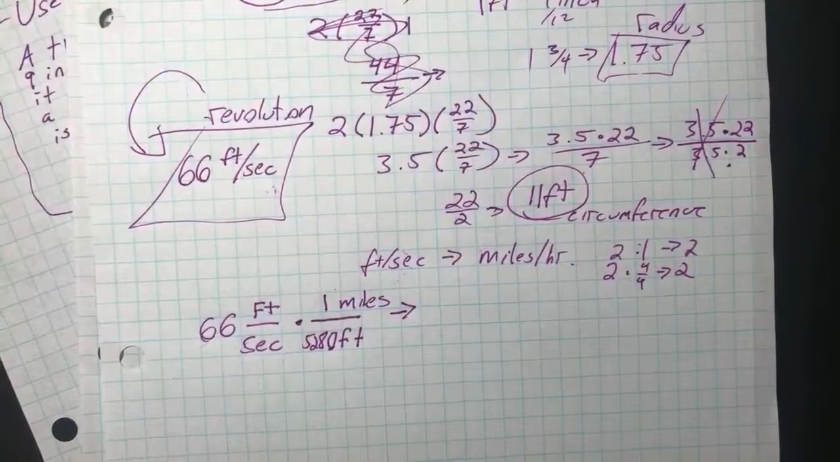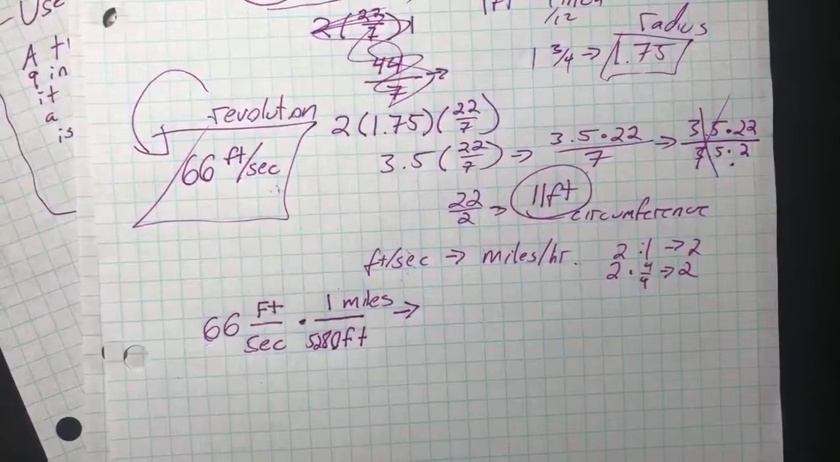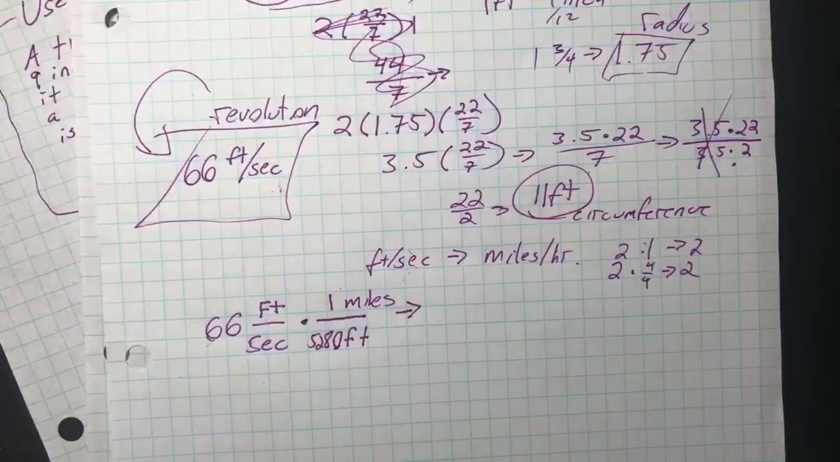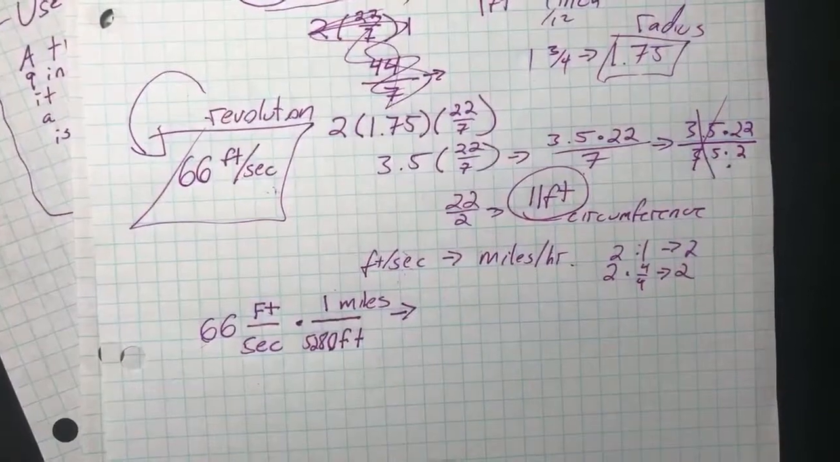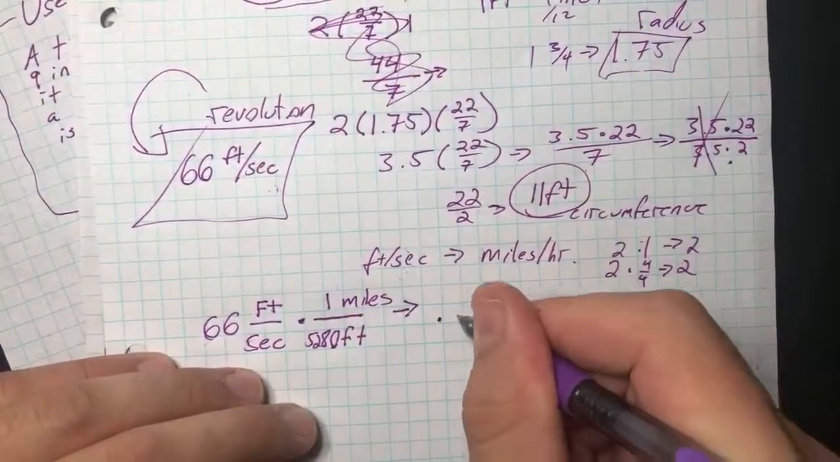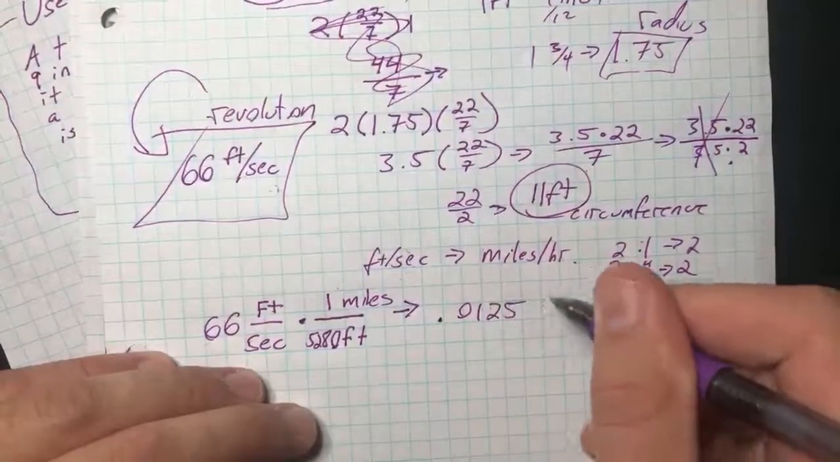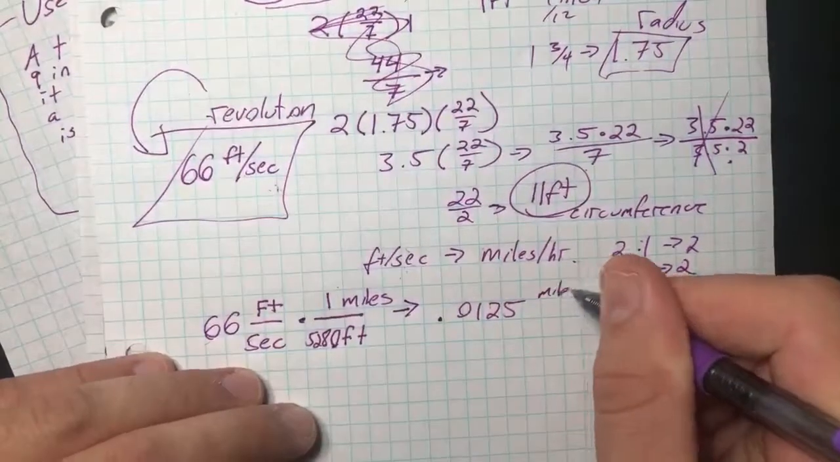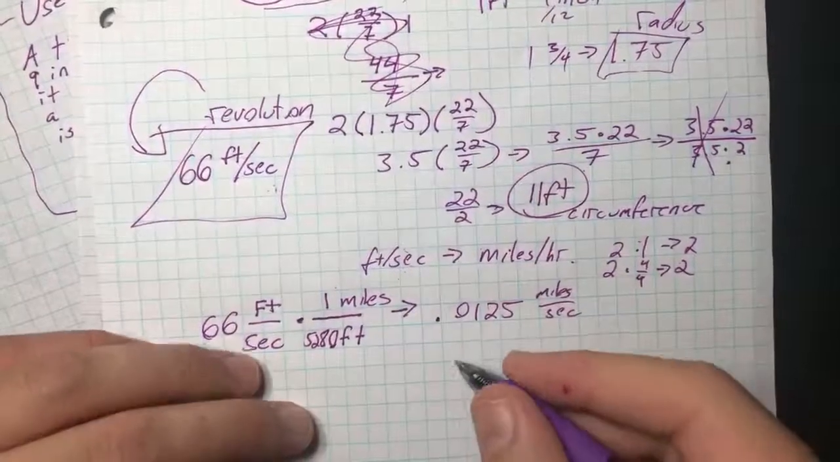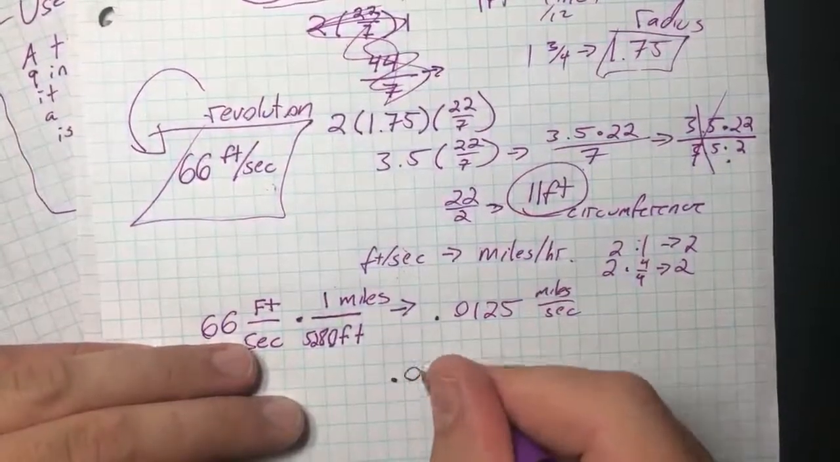Yeah, I know I'm spending a lot of time on one question. I'm so disorganized today, I swear. 66 divided by 5280, and that's going to get us 0.0125 miles a second. Now we need to make this into hours, and this is the easier part.